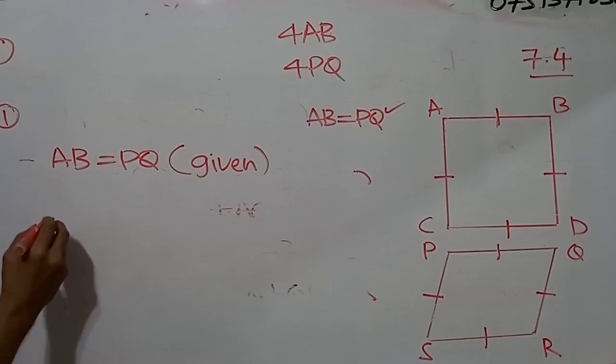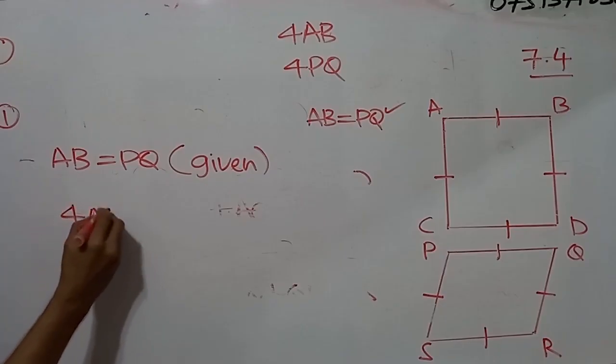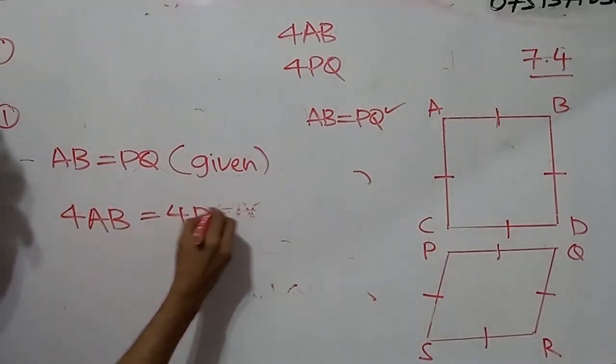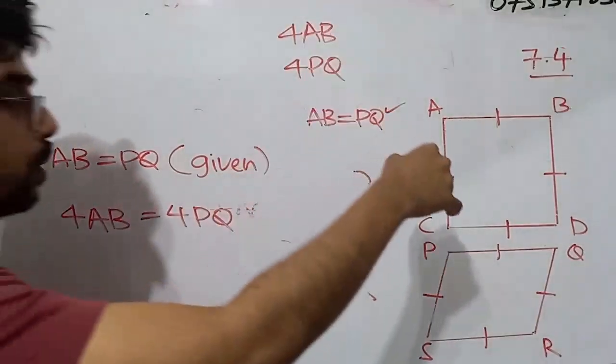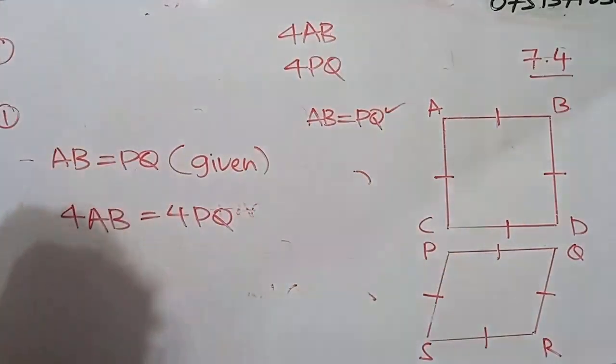When you talk about the perimeter, 4AB is equal to 4PQ. So the perimeters of the ABCD square and the PQRS rhombus are the same.